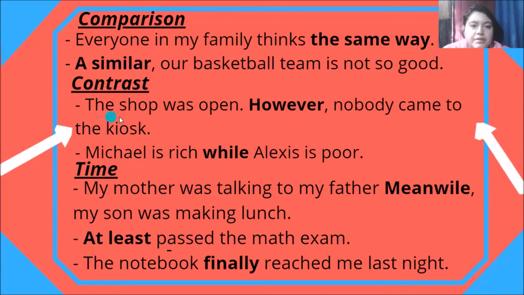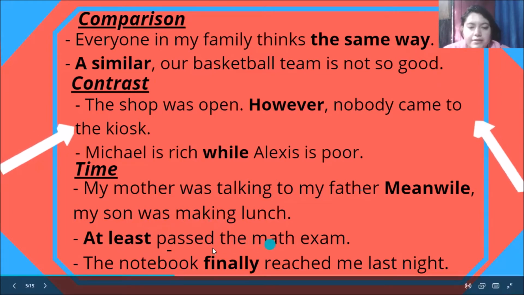And this is an example for contrast. For example, the shop was open, however, nobody came to the kiosk, and Michelle is rich while Alexis is poor. And for time: my mother was talking to my father, meanwhile, my son was making lunch. And the other, I studied for the math exam and finally reached my goal last night.